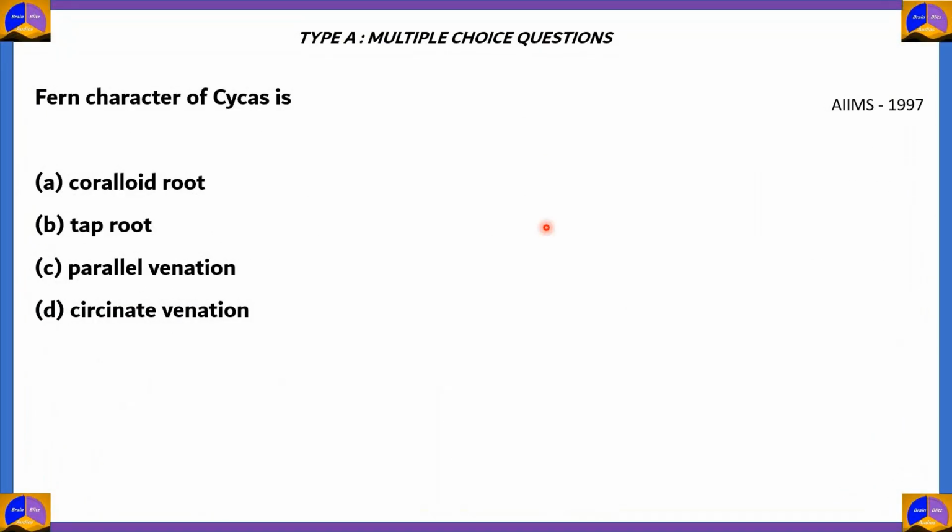This is our first question. Fern character of Cycas is A. Coralloid root, B. Taproot, C. Parallel venation, and D. Circinate venation.